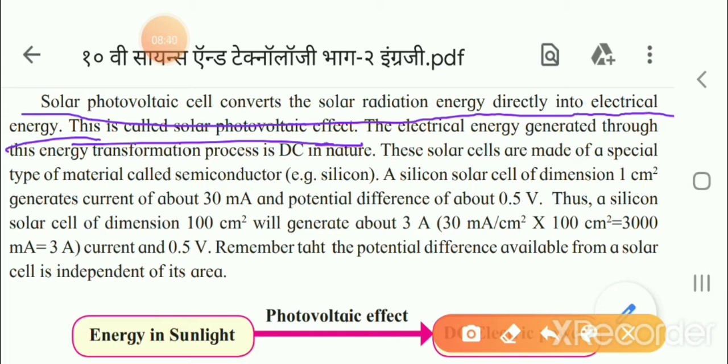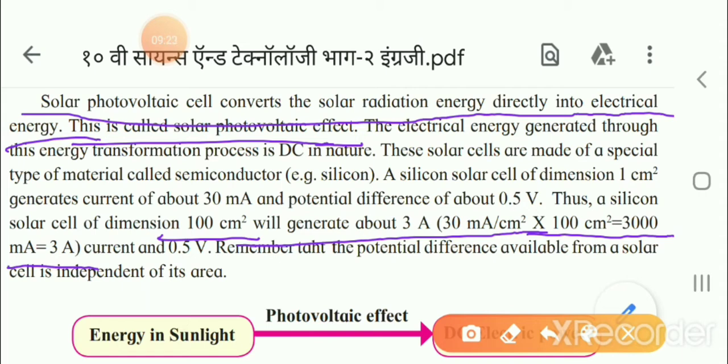A silicon solar cell of dimension 1 centimeter square generates a current of about 30 milliampere, and the potential difference is how much, children? 0.5 volt. So if you take a silicon solar cell of 100 centimeter square, that will generate about 3 ampere. 3 ampere means 30 milliampere per centimeter square into 100 centimeter square. It will become 3000 milliampere, or we can say 3 ampere.